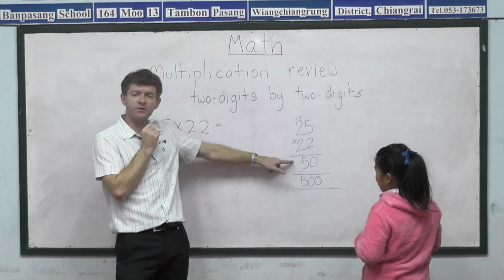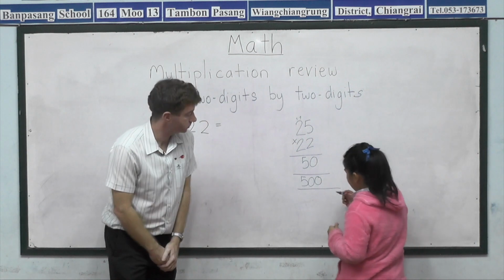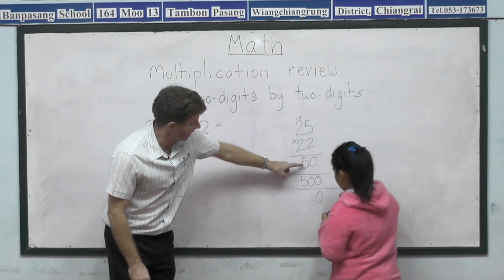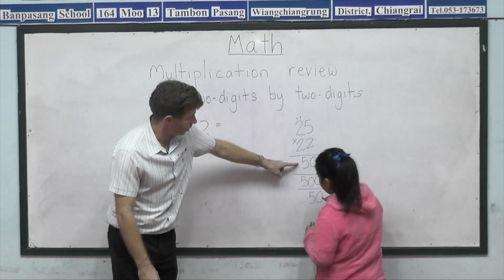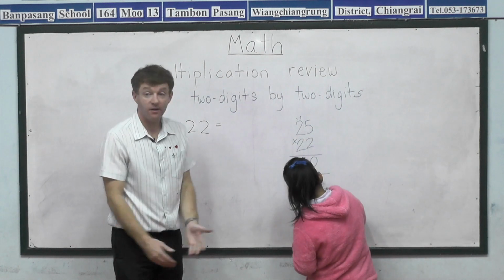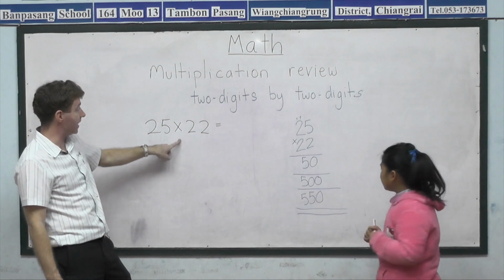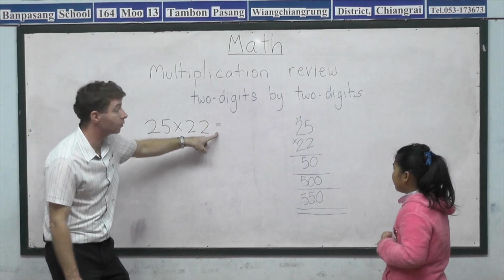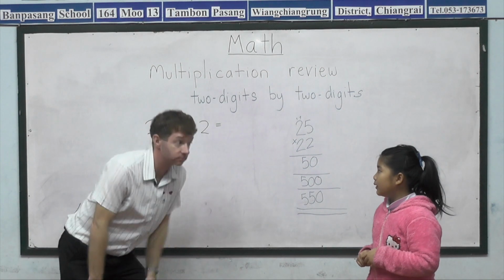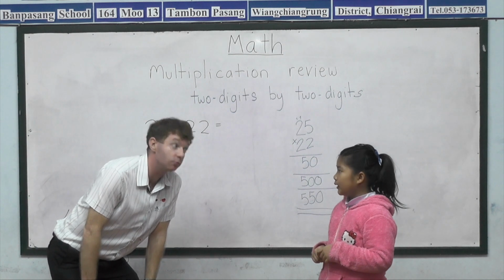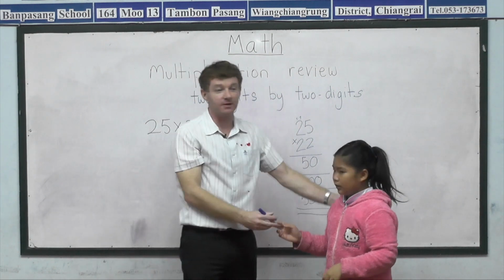What do we need to do to these two? Add. Okay. So 0 plus 0 equals 0. 5 plus 0 equals 5. And 0 plus 5 equals 5. So we have our answer. 25 times 22 equals 550. Is that correct? Yes. Lakau, are you sure? Yes. Are you really sure? Yes. High five. Round of applause for Lakau. That was brilliant. Well done.